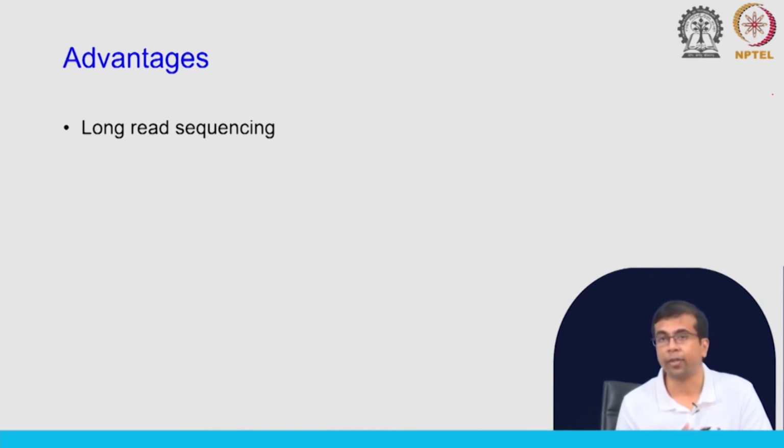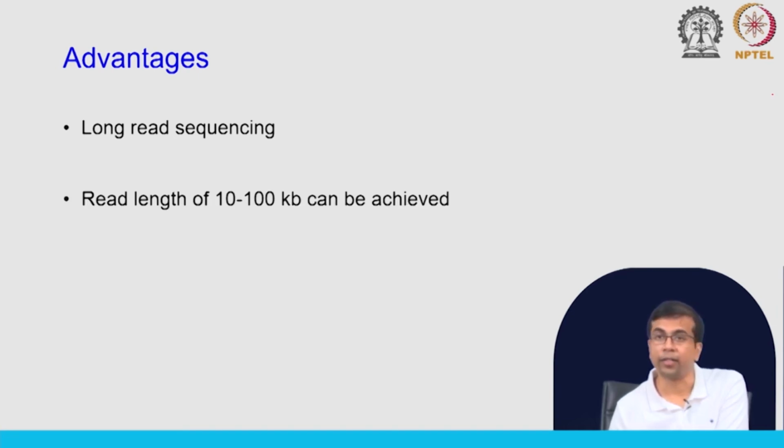So, that is what we want, and that is where we are going, right, where you can probably sequence the full genome in one go. So, we get long read sequencing. This helps in genome assembly, and really long reads will also help in identifying the long structural variants, the big ones that are present in the genome. So, we can achieve read lengths of 10 to 100 kb, right. You can see, compared to the other methods, this is actually quite long.